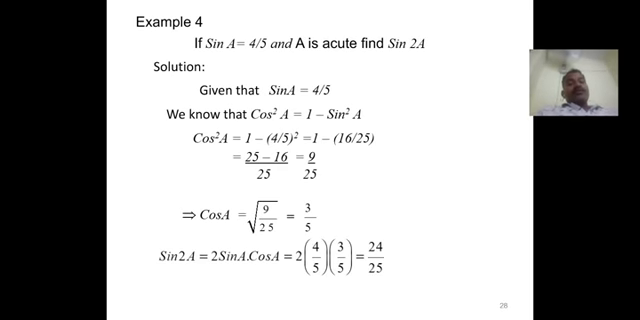Now sin 2A is 2 sin A cos A. 2 into sin A is 4 by 5 and cos A is 3 by 5. Therefore, after multiplication and simplification, it will give 24 by 25, which is the value of sin 2A if sin A is 4 by 5.